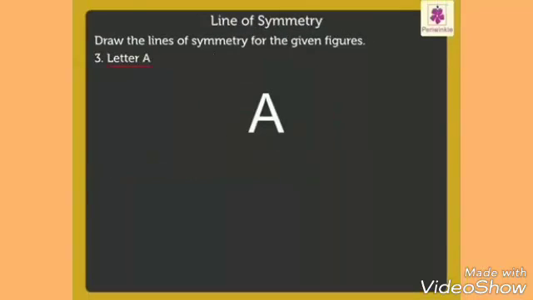Letter A. We can divide the letter into two equal halves by folding it vertically. Thus, we say letter A has one line of symmetry.